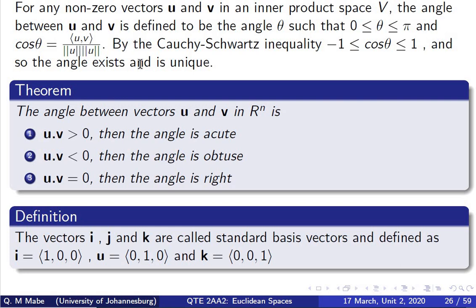And by the Cauchy-Schwarz inequality, cos theta is between -1 and 1, and so the angle exists and is unique. And then we have the theorem here. For the angle between u and v in Rn, if u dot v is greater than 0, it means that the angle is acute. If u dot v is smaller than 0, then the angle is obtuse. And if u dot v is equal to 0, then the angle is 90 degrees, which is pi over 2.